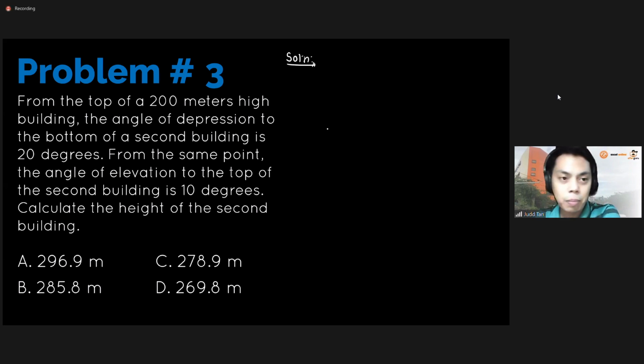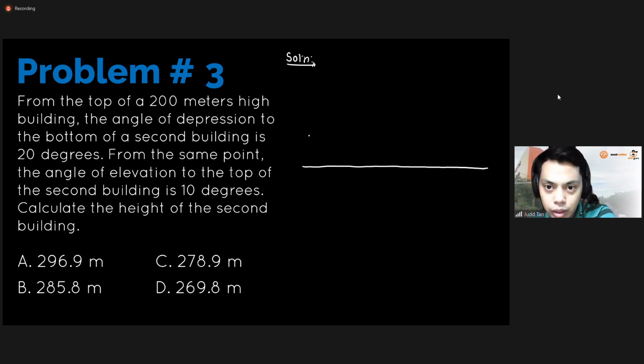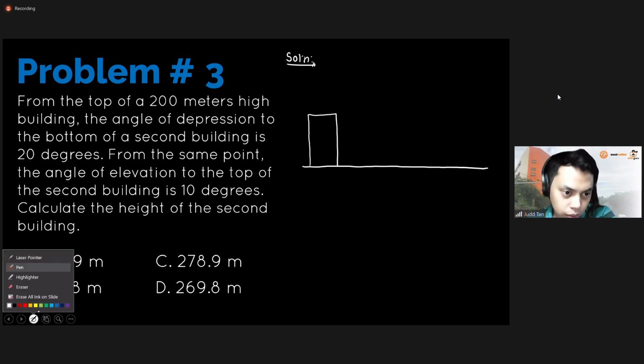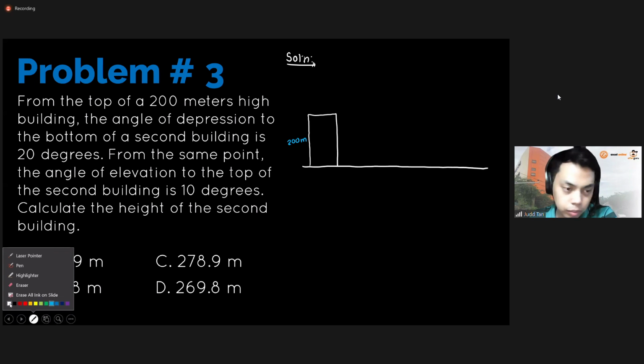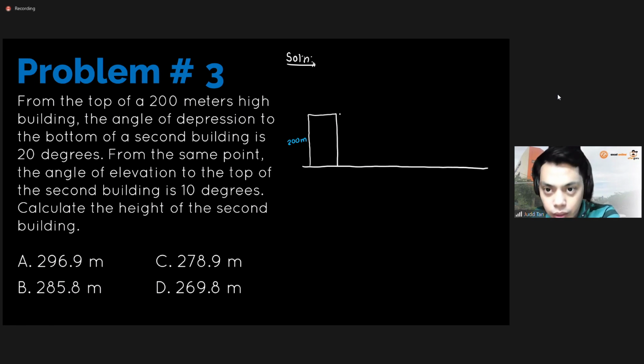So from the top of a 200-meter high building, ito po yung 200 meters natin. Ito po yung ground. Ito po yung 200-meter high building. And then from the top of this building, yung angle of depression is from the horizontal pointing downwards. So yung angle of depression is 20 degrees down.